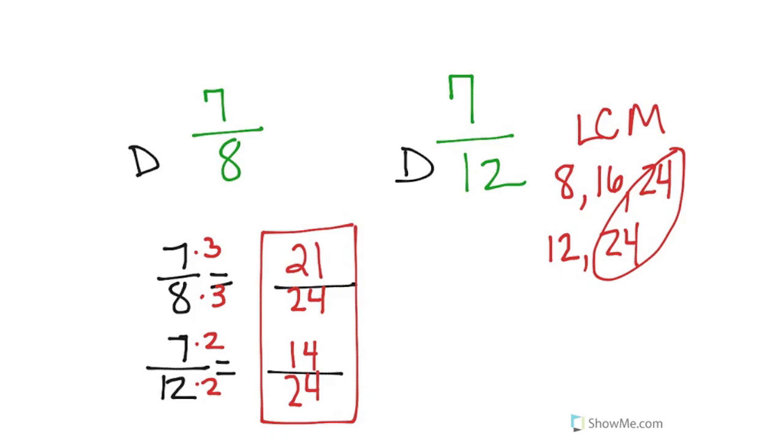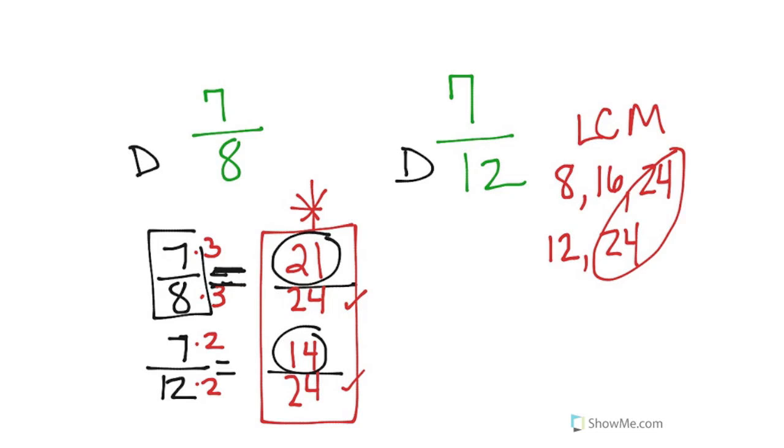Now, let's focus our eyes over here. All right, are our denominators the same? Yes. All right, now it's way easier. Now you tell me, which number is larger, 21 or 14? Well, obviously 21 is larger than 14. Let's look at the original fraction. The original fraction is 7/8. So 7/8 is larger than 7/12.